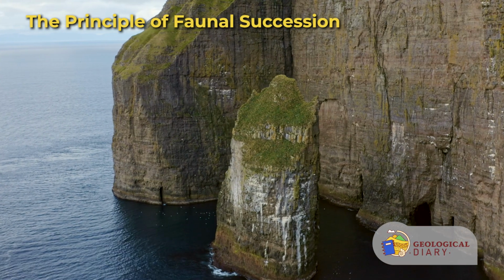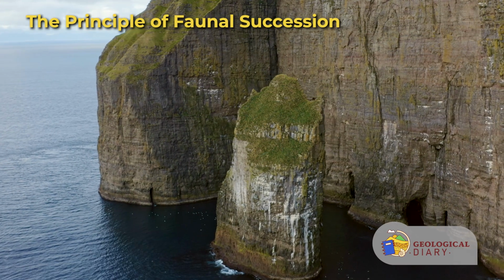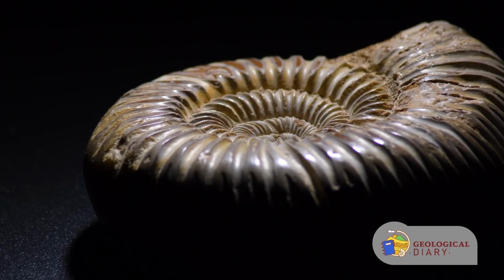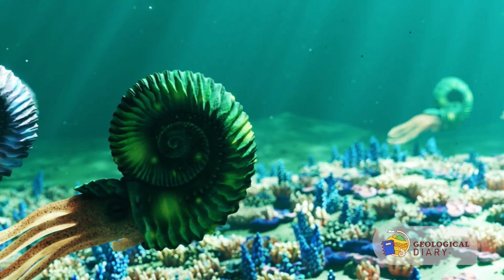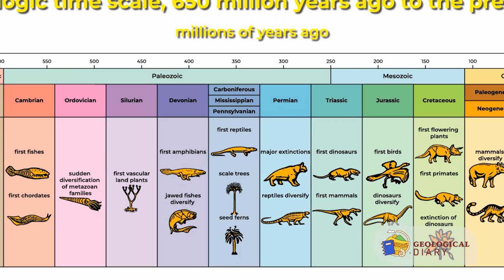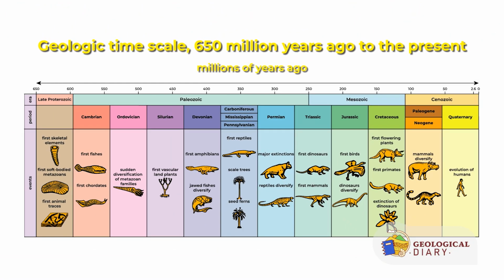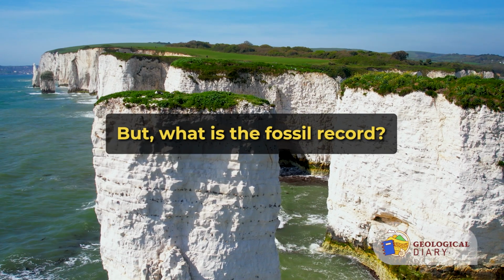In addition to being important and often essential tools for correlation, fossils are important environmental indicators. During the early years of geology, biostratigraphy using the principle of faunal succession and superposition of layers played a fundamental role in determining the relative age of rocks. But what is the fossil record?